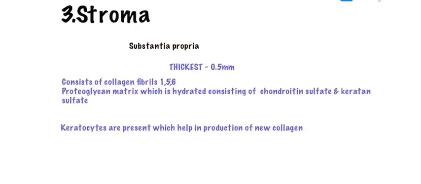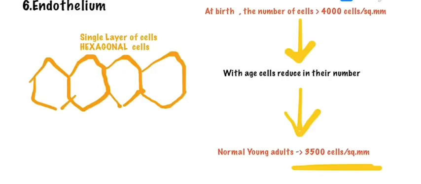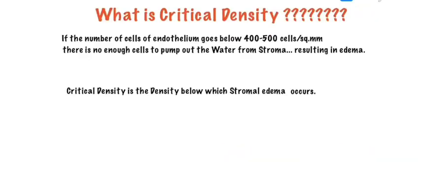I told you in the stroma that this proteoglycan matrix is hydrophilic. It attracts water towards it, but the cornea must not have water in it, as it can cause edema. So what can help? The endothelium comes like a savior. The endothelium has got sodium potassium pumps, which help pump out the water from the stroma, preventing edema in the eye. So these pumps are very important, very crucial in the corneal aspect of ophthalmology, as they help in pumping out the water from the stroma, which, if present, can result in edema.